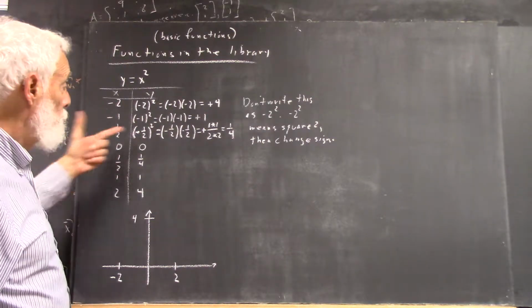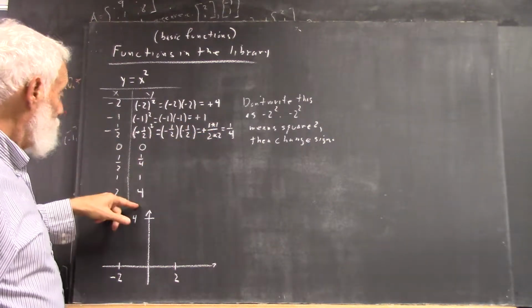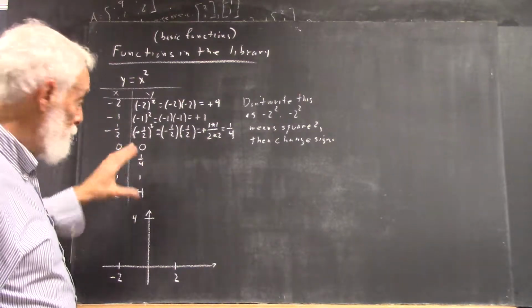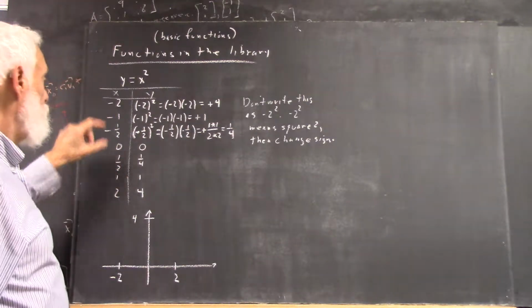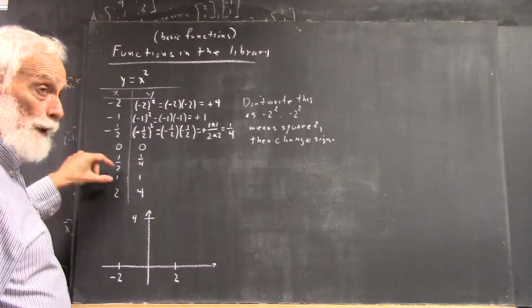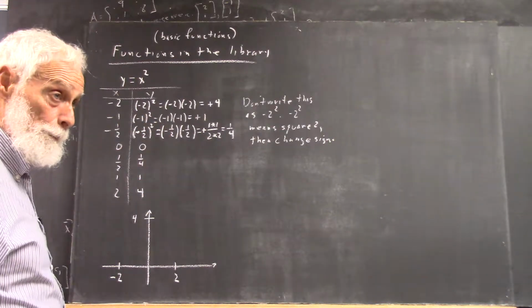So number one, don't be skipping steps. Now, I skipped steps down here, but just for expedience, but you should write it out. 0 times 0 equals 0. 1/2 times 1/2 equals 1/4.